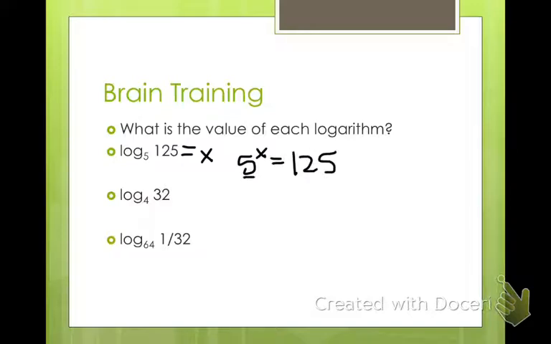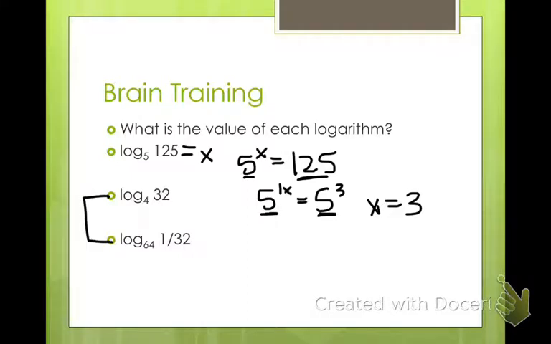Well, I know that 5 and 125 are powers of 5. So I have 5 to the first power times x. Do you know what 5 to what power makes 125? I believe it is 3. Yes, 5 to the third power. Since these are both in base 5, I can just say x equals 3. So that's the value of the logarithm. Why don't you go ahead and do these two, and I'll be with you in just a moment.